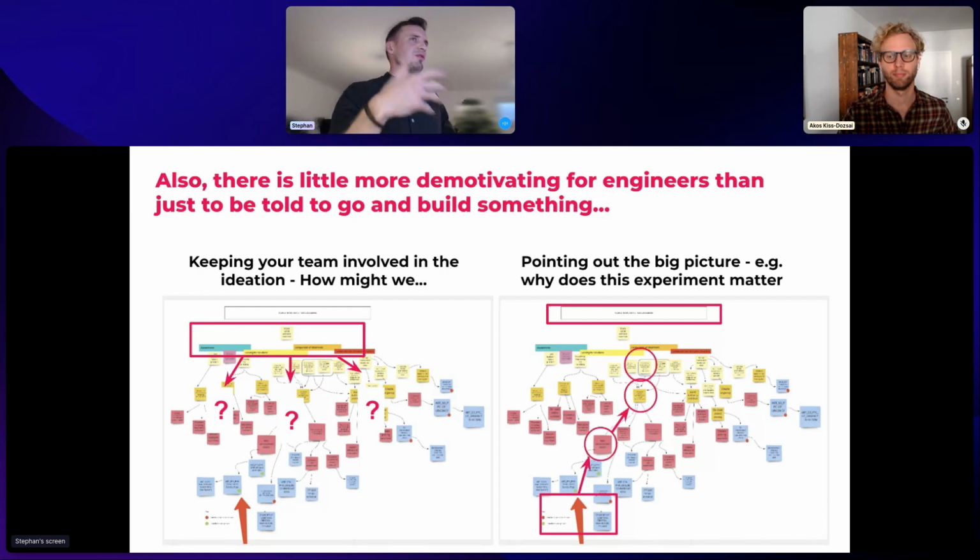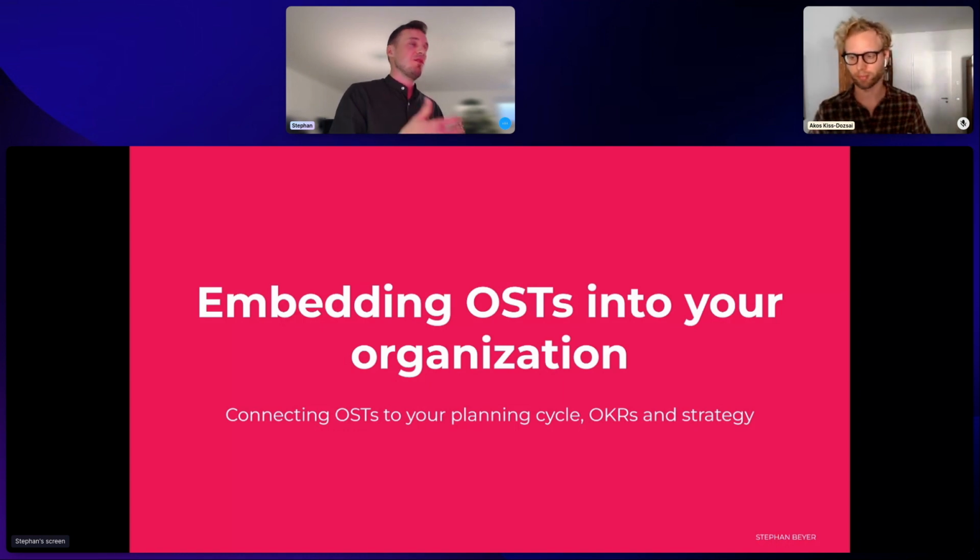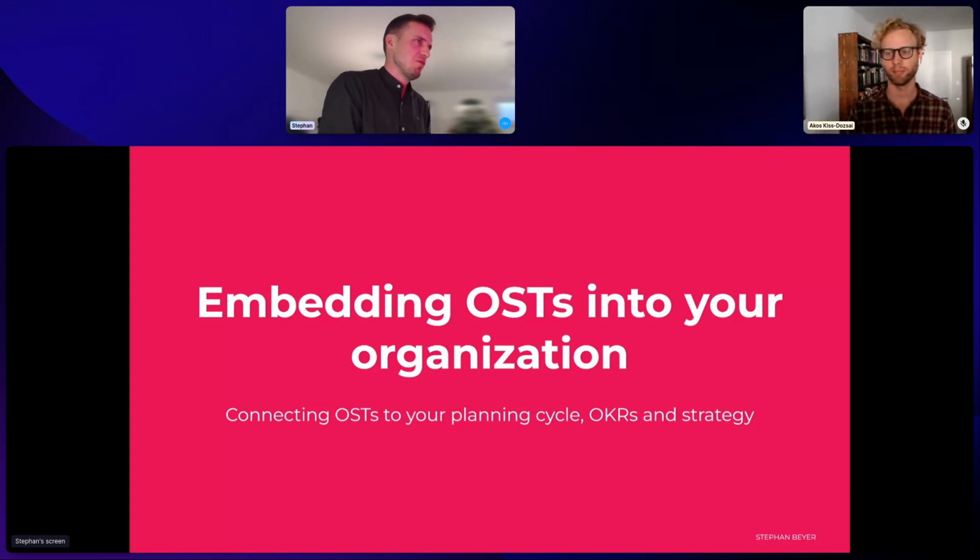If you need to argue and articulate, hey, why are we working on that? Why does that matter? It's again an alternative to a backlog. So you can more easily, more visually connect it to what you are ultimately aiming to achieve. Talking briefly about organizational aspects, like how can you connect an opportunity solution tree to a planning cycle, for instance, or OKRs, or your strategy which you're working on.